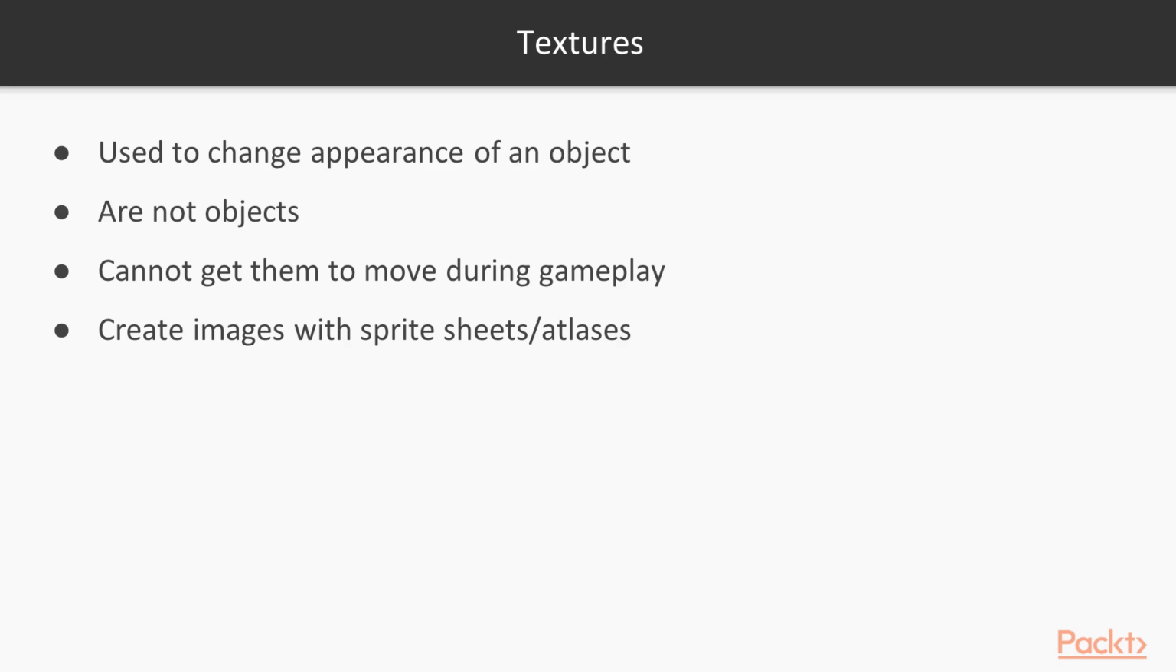Aside from sprites, there are other graphical components called textures. These are also images, but they are used to change the appearance of an object in both 2D and 3D. But textures are not objects. This means that you cannot get them to move during gameplay. Saying that, you can create images with textures that animate with sprite sheets or atlases.